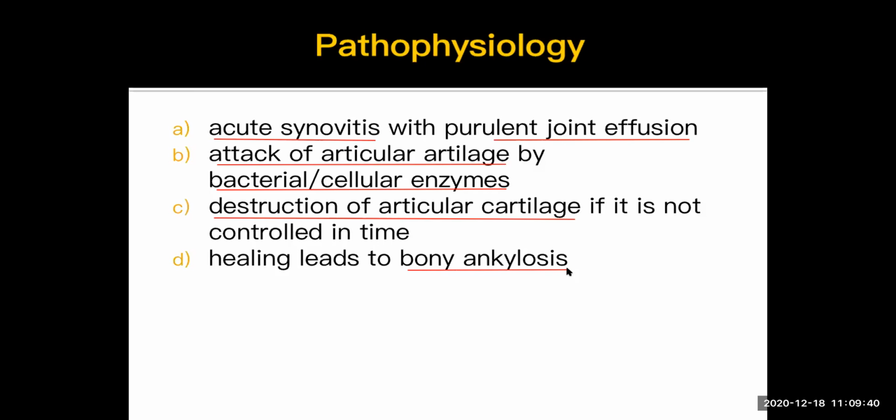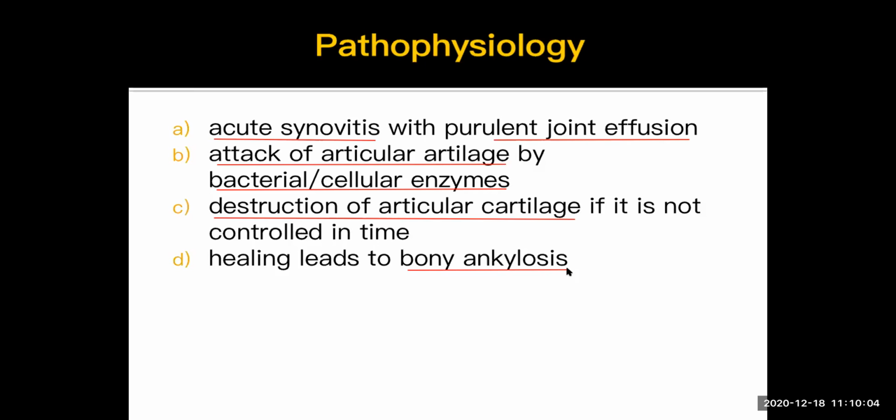Fusion of the two bones which are part of that joint is called ankylosis. If the bone fuses with the bone, with some bony type of tissue, it is called bony ankylosis. Sometimes there is fibrous ankylosis also, where fibrous tissue fuses the ends of the bones.